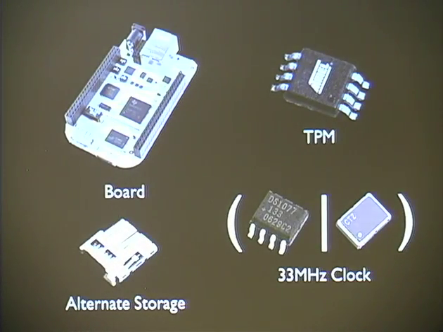We need a board. We're going to need an alternate storage. There's also something in green that I kind of glazed over. We're going to need a TPM, and we're going to need an external 33 megahertz clock. So they're going to suggest that you get this really nice solder mount clock. I'm really bad at soldering, so I bought a SOIC package. And that also happens to be A, cheaper than buying the surface mount clock, and B, programmable.